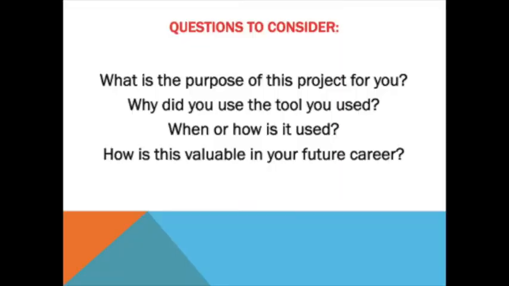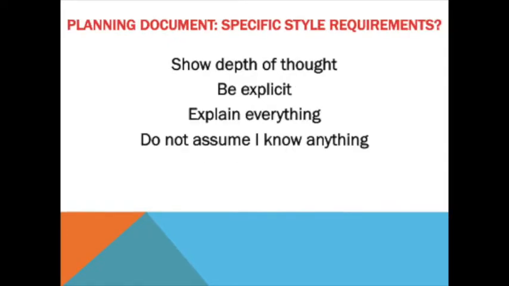In that planning document, you should also identify what the purpose is and then why you selected the tools that you selected. Answer those questions in a narrative form. If you need some specifics, use size 12 font, Times New Roman, and make sure you identify everything you're thinking. Show a depth of thought. Be very explicit and explain everything. Please do not assume I know what you're talking about or what you mean. Make sure you write a full explanation that showcases how you planned for this project and how you planned to make and then actually made the product.